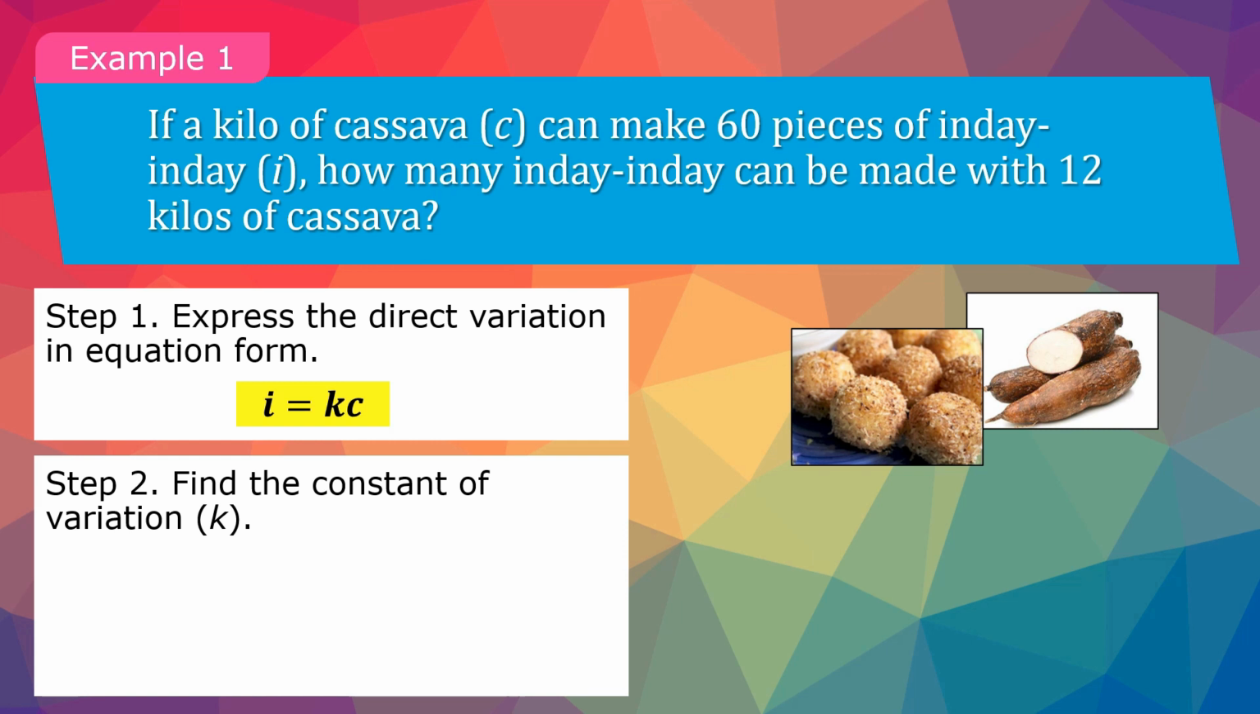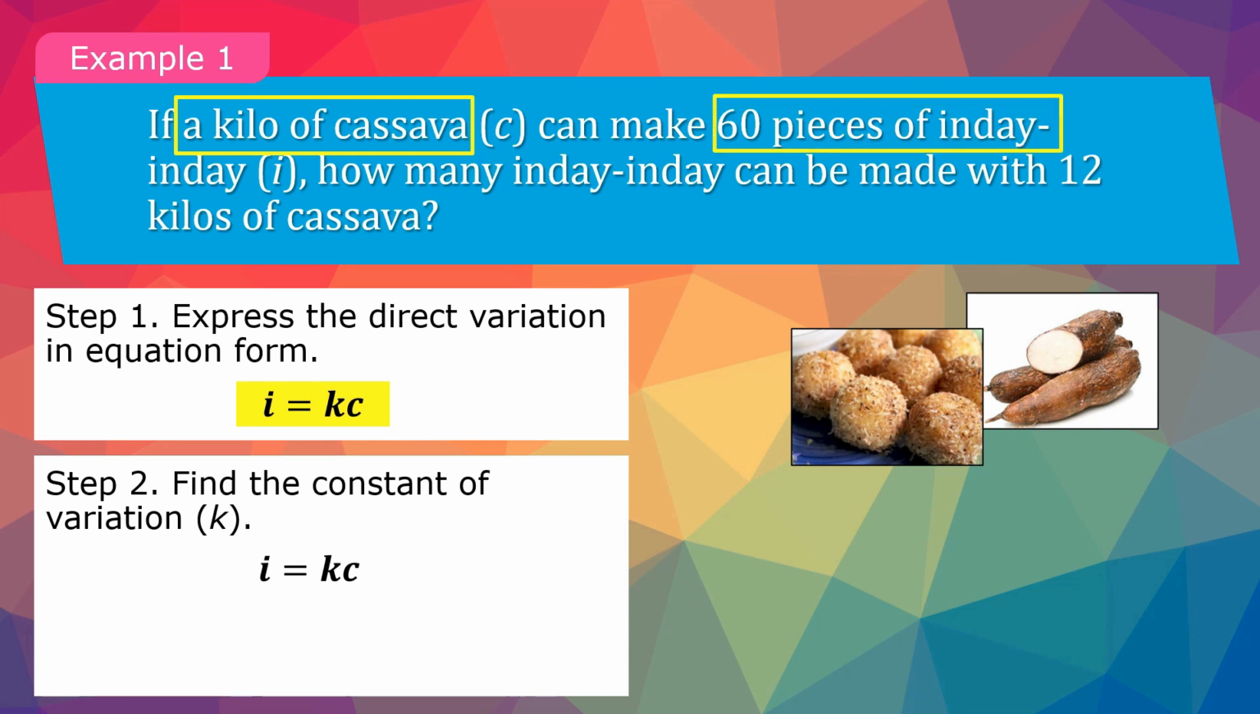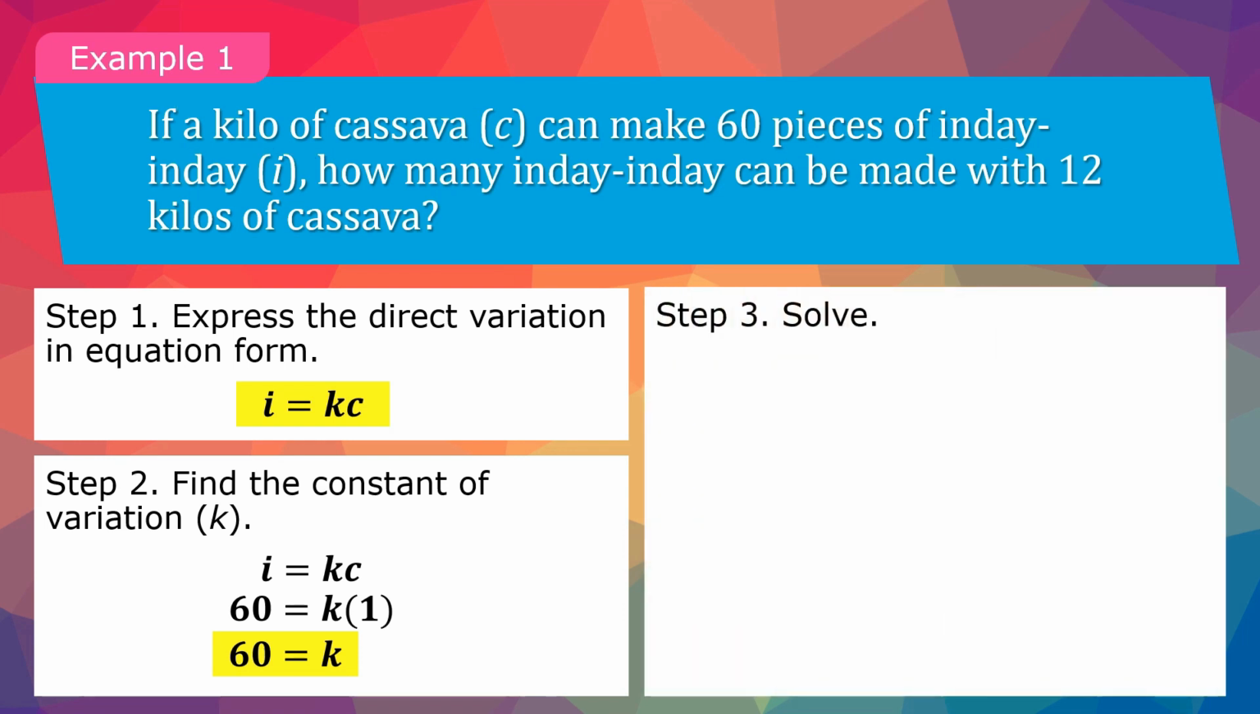Next, step 2. Find the constant of variation, or K. To find K, we need to use the derived equation I equals K times C and substitute the given values of a kilo of cassava for variable C and 60 pieces of inday-inday for variable I. Hence, the equation will be 60 equals K times 1. By simply multiplying K times 1, the value of K will be 60, or 60 equals K.